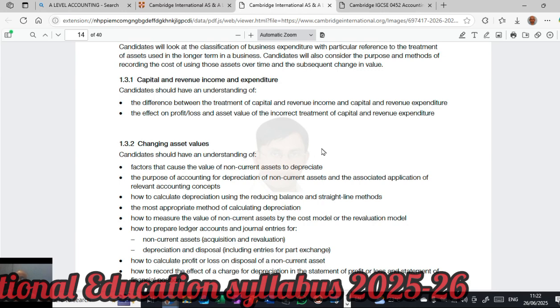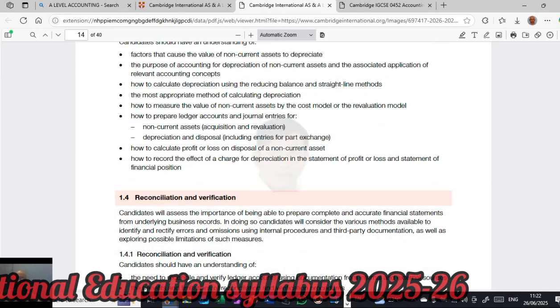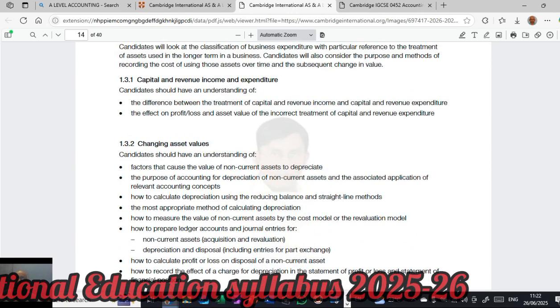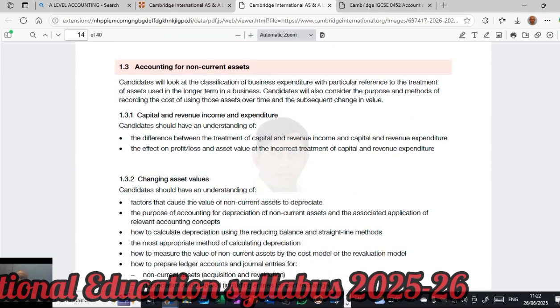So, how to calculate profit or loss on disposal of non-current assets, how to record the net effect of charging depreciation in the statement of profit or loss and the statement of financial position. So all these things you learn. Particularly, this part is related to accounting for non-current assets.